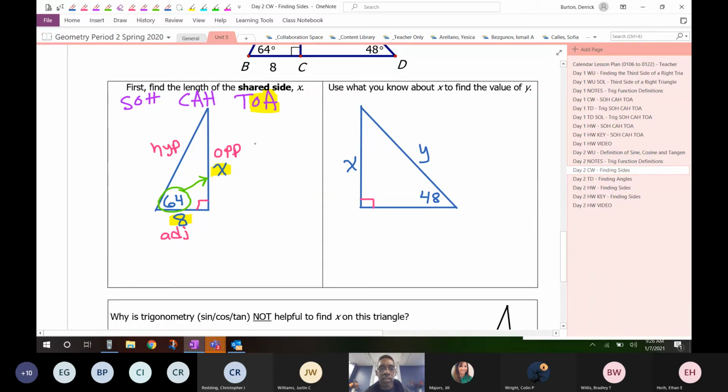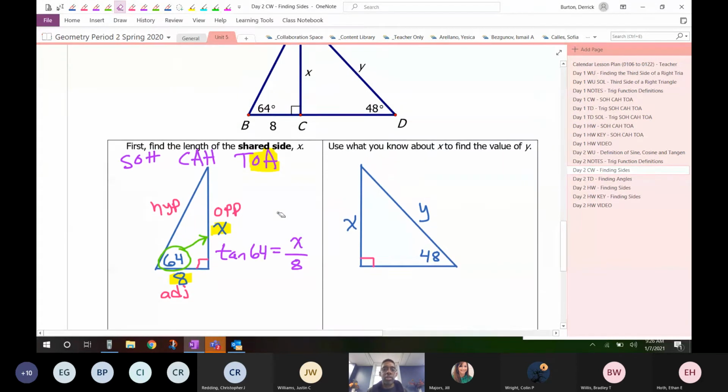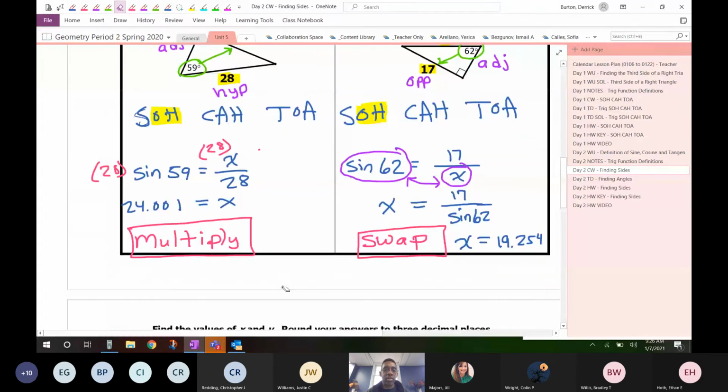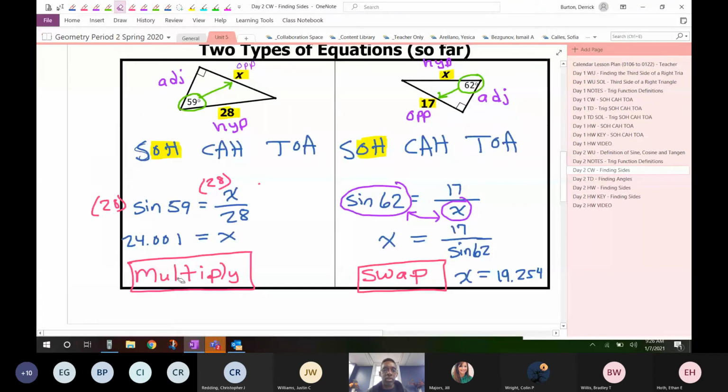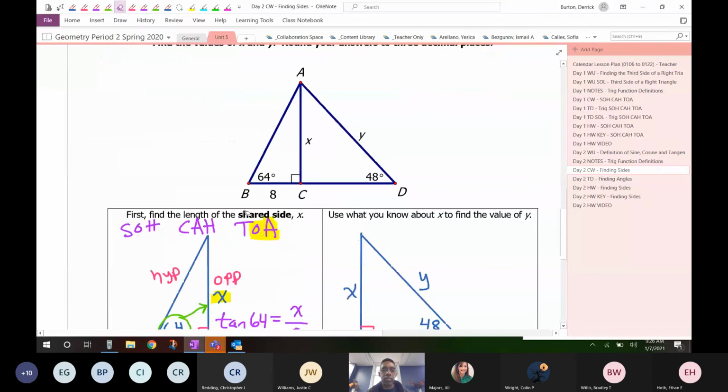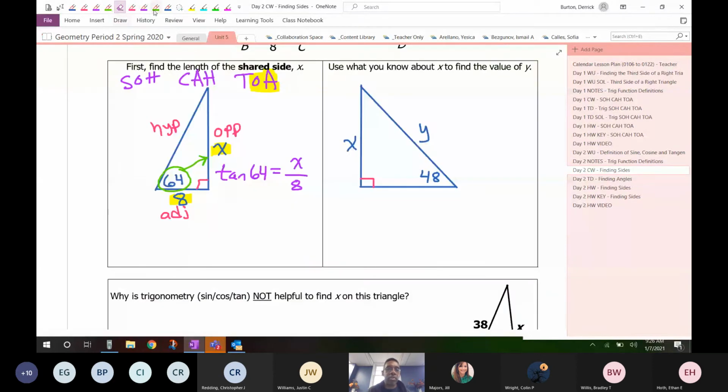So we are going to write tangent. Let me squeeze it in right here. The tangent of 64 is equal to opposite over adjacent. So that's going to be x over 8. Notice the variable is in the top. And we decided a minute ago that when the variable is in the top, that is when you multiply. So that's why we are going to multiply both sides by 8.